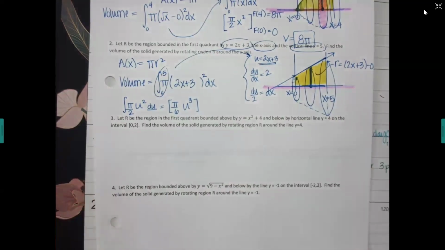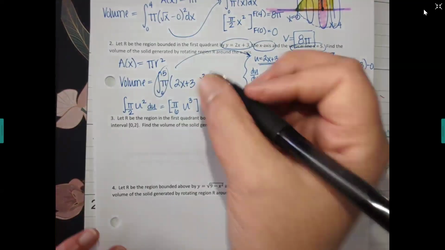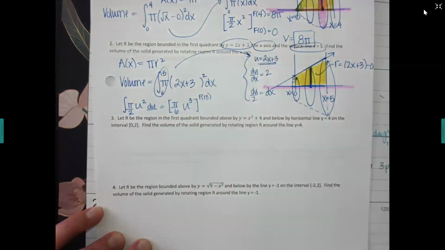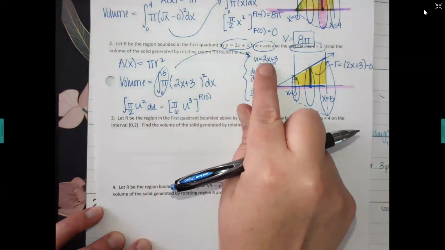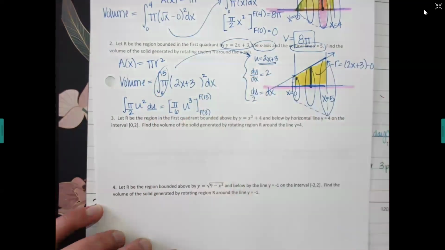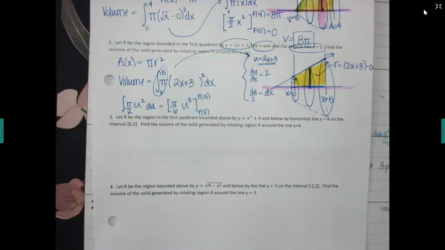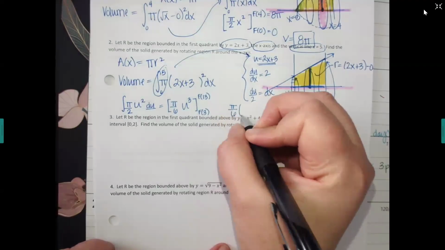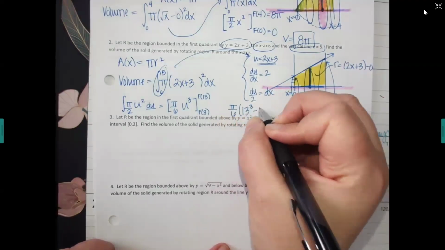So let's say I'm doing a 5 first. What's 2 times 5, plus 3? We're plugging in a 13 on top. And then on bottom, we're plugging in a 0. 2 times 0 is 0, plus 3 is 3. And then remember, you would plug both of those in and then subtract. So the final answer here would be pi over 6, 13 cubed minus 3.